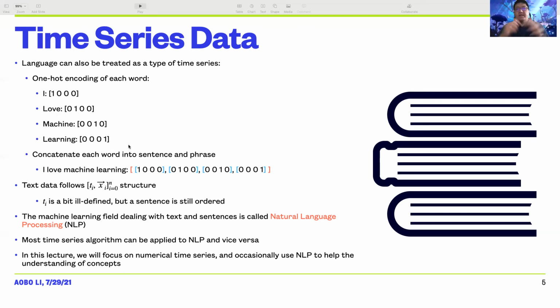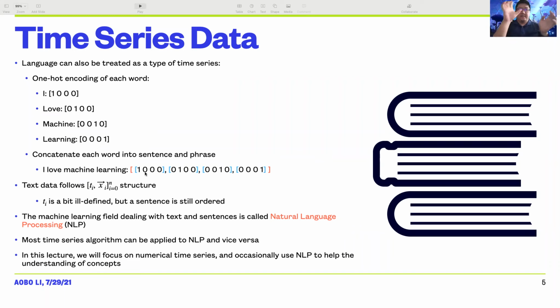Then we can concatenate the 4 words into a 2D array. This sentence, I love machine learning, can be represented in this form, which is 1000, 0100, etc. This is what we call a one-hot encoding of words. In this way, the text data will also follow this Ti, Xi structure. Now Xi is a vector of length 4.